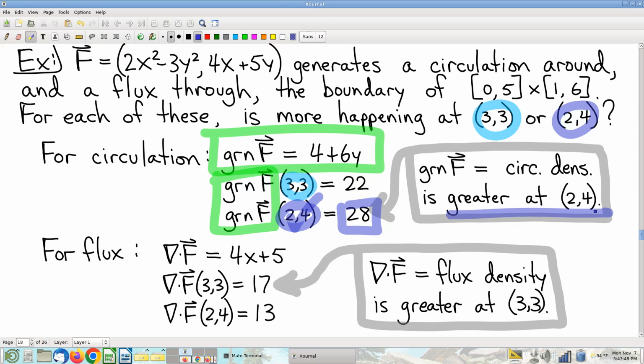Okay. And then likewise, looking at these same two points, if I were computing flux, where is most of the flux coming from? Is there more between these two points? Which one is a greater origin, a greater source of flux? Well, we're going to look at flux density, aka divergence, and you compute the divergence at these two points, and it seems that this one is the one where it's greater, right? And this value 17 indicates a greater flux density. So more of the flux is coming from 3, 3.